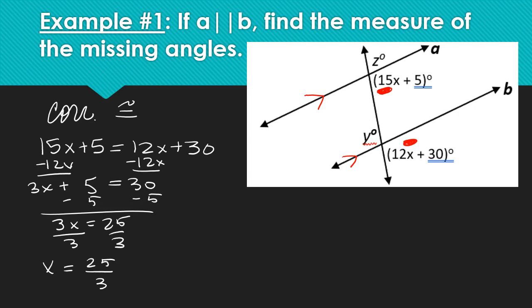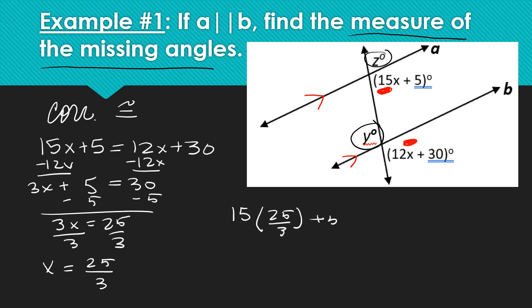They are numbers too. So if you look at what the instructions to this problem say, it says find the measure of the missing angles. So just because we found x, we are not finished. We really need to find angle y and angle z. So let's substitute x back into one of these expressions. So 15 times 25 over 3 plus 5. And yes, you can work with fractions without a calculator.